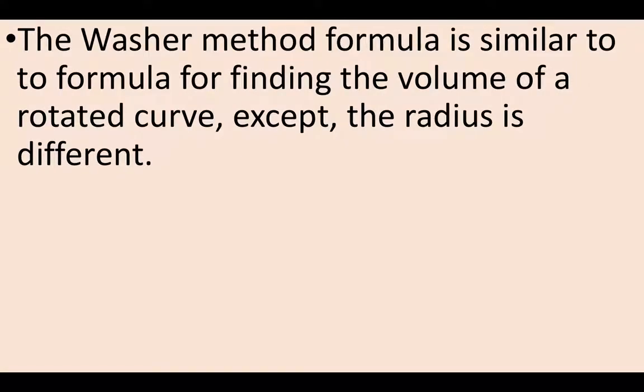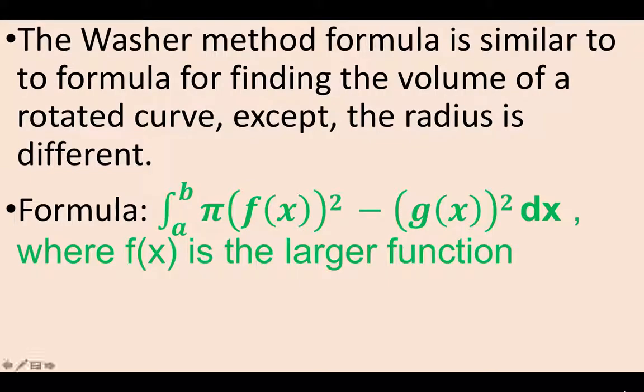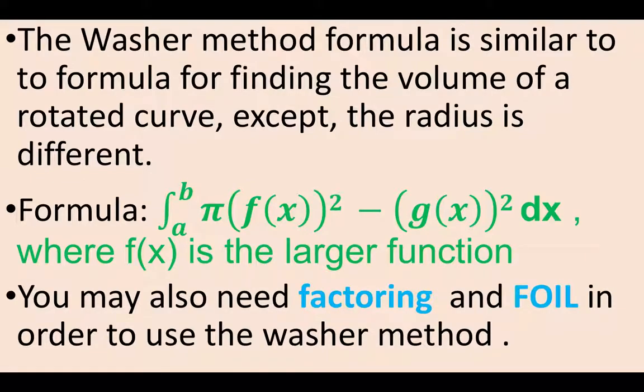All right, so the washer method formula is very similar to the formula for finding the volume of a rotated curve, except the only difference is that r, the radius, is different. Here's the formula: the integral from a to b of pi, and instead of f of x squared, it's going to be f of x squared minus g of x squared dx, where f of x is the larger function. So basically, our radius is going to be the difference in squares of my two functions. You may also need factoring and FOIL in order to use the washer method. For factoring, you can use the diamond method, and FOIL comes in later on.